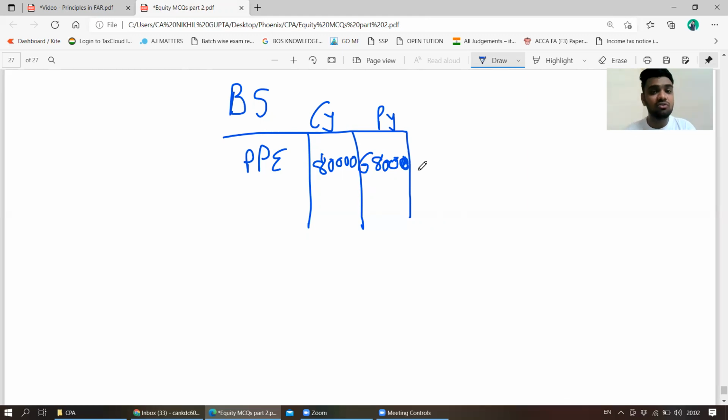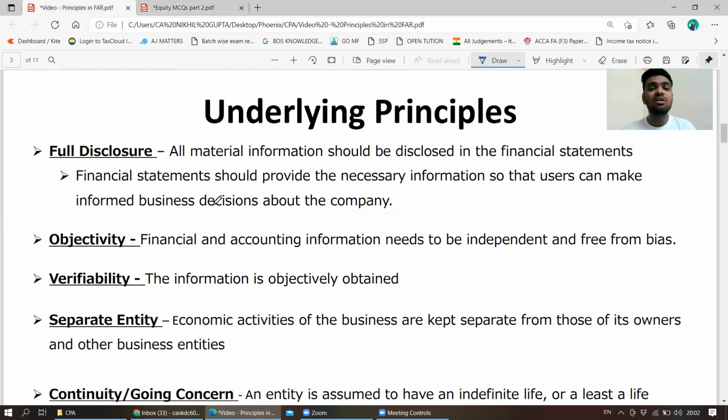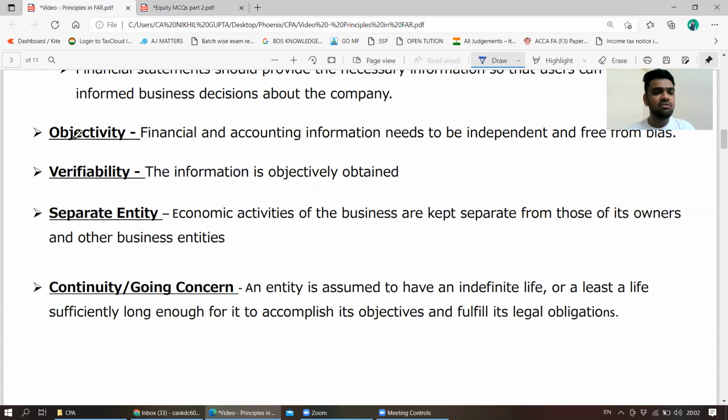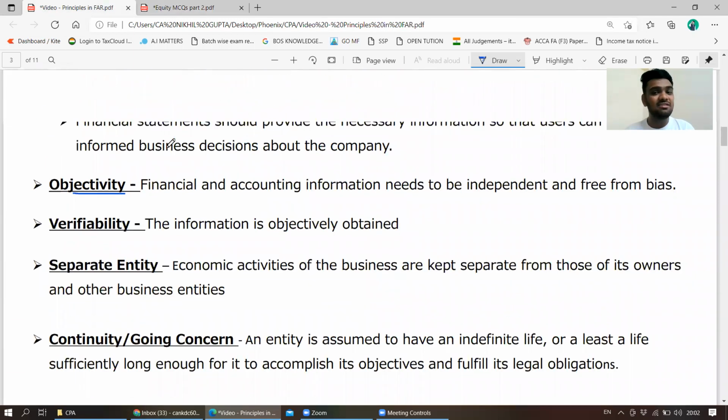I hope, friends, you understood this principle. The important note was about the notes to financial statements. I hope you are getting the understanding. Now, next we talk about objectivity of the financial statements.